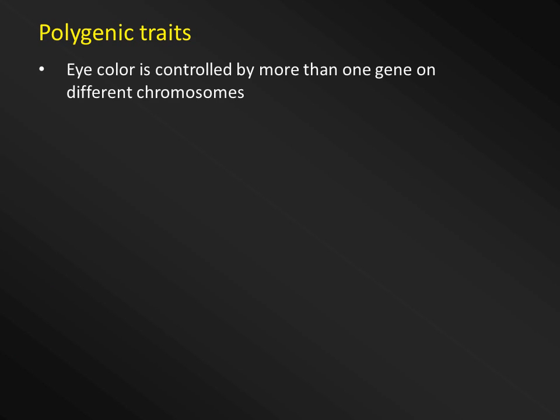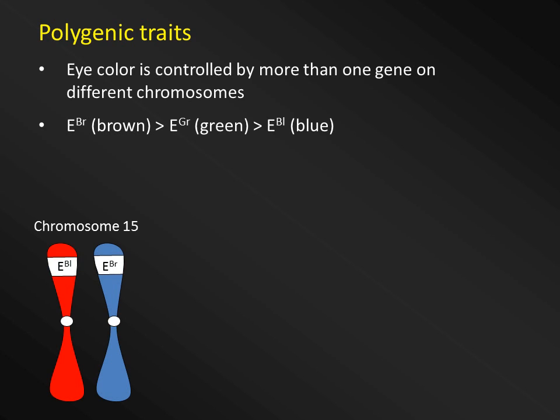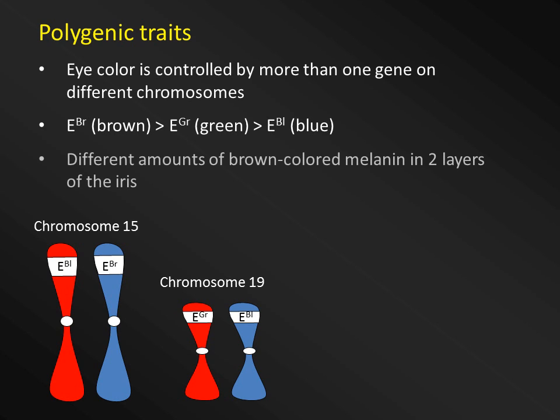In polygenic traits, we have multiple genes that control a single characteristic, such as eye color. Eye color is a good example of a polygenic trait. In this case, there are multiple alleles, and they occur on different chromosomes. So there are alleles that lay down pigment for brown eyes, green eyes, and blue eyes. And these occur on at least two different chromosomes. Chromosome 15, for instance, has two alleles for eye color, the blue and the brown. And chromosome 19 has two alleles, one for the green and one for the blue.